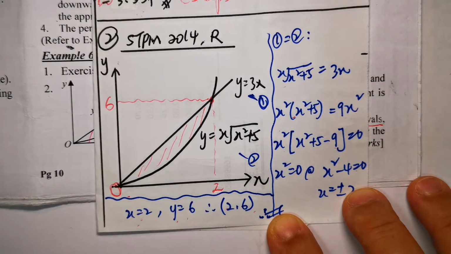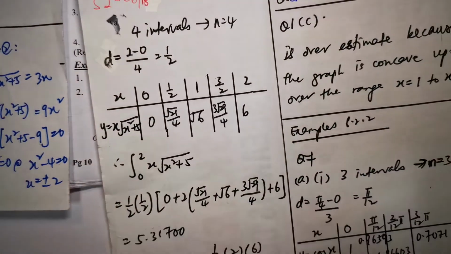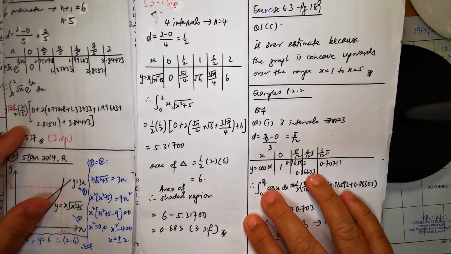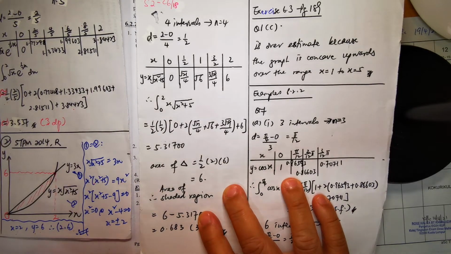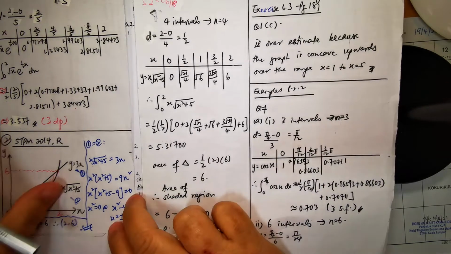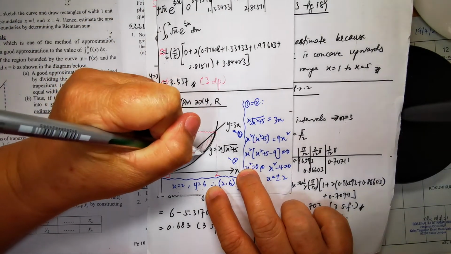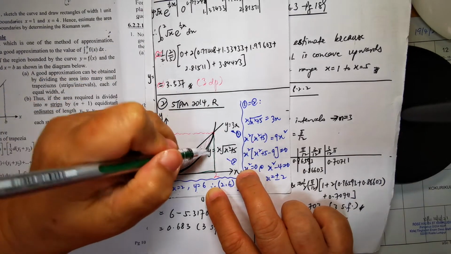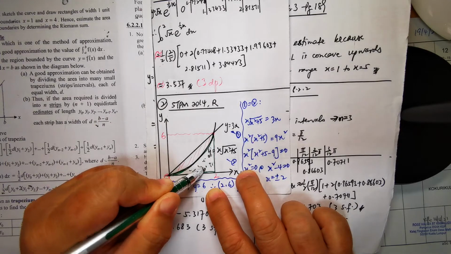Alright, so we are going to use the trapezium rule. Okay, let's make it smaller. So we are going to use the trapezium rule to calculate this area. Here, this area. Remember, the trapezium rule calculates the area under the curve. Area under the curve. So it's actually here. The trapezium rule actually calculates this area.